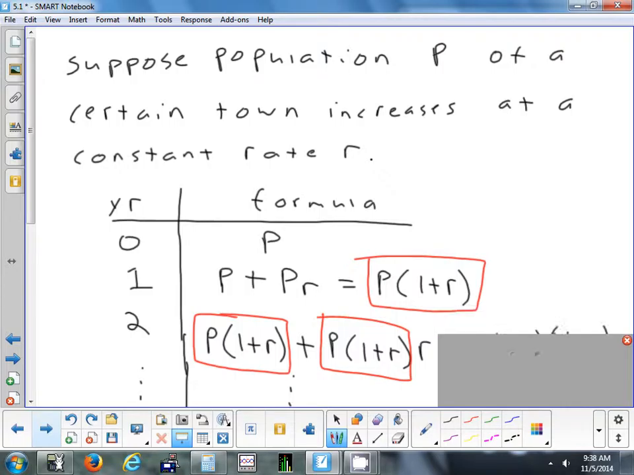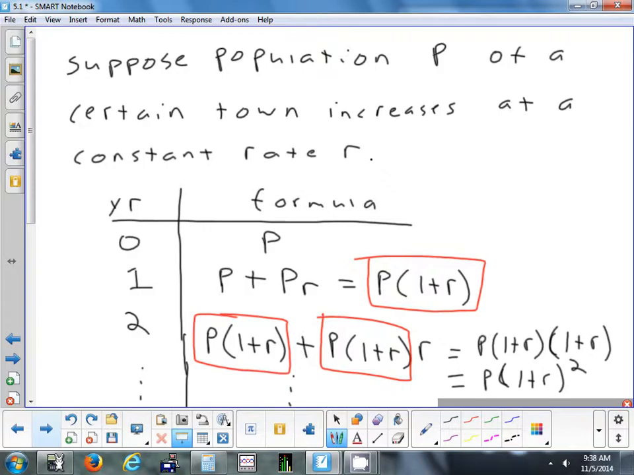Okay, and if you simplify that, it turns out you basically can factor a P times 1 plus R out. So you can write the P times 1 plus R on the outside. If you factor it out of the first expression, you're just left with a 1. If you factor it out of the second expression, you're just left with an R. And what happens is you get P times 1 plus R to the second power. Notice the year and the power match. And this pattern will continue.